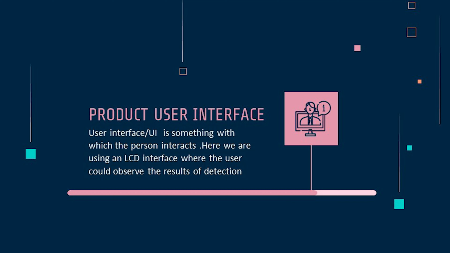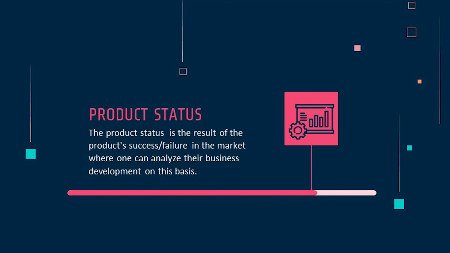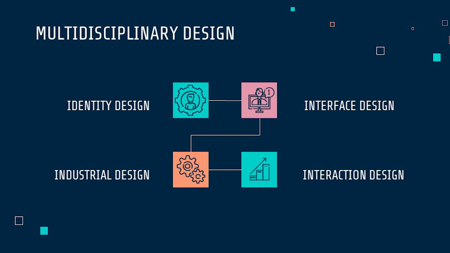Coming to the user interface, UI or the user interface is something with which the person interacts. Here, we are using an LCD interface where the user could observe the results of detection. And finally, the product status. It is the result of the product's success or failure in the market, where one can analyze their business development on this basis. Let us discuss multiple disciplines involved with several cutting edge technologies employed.